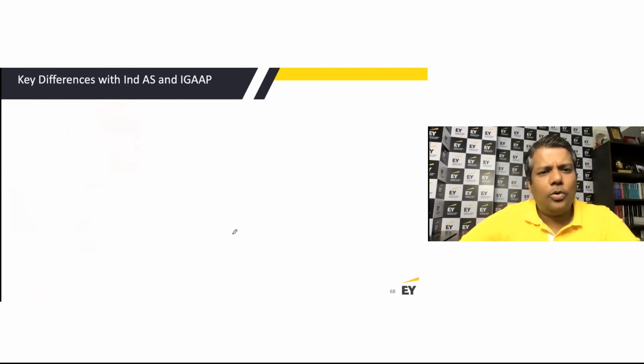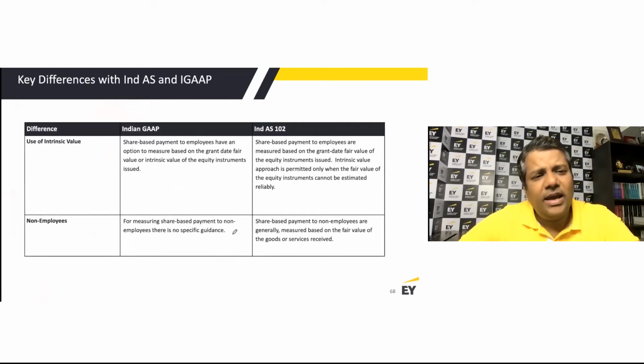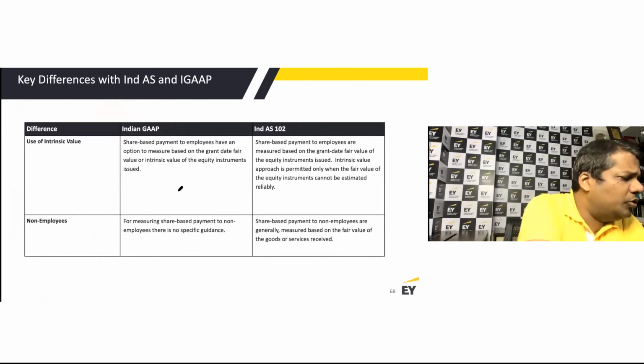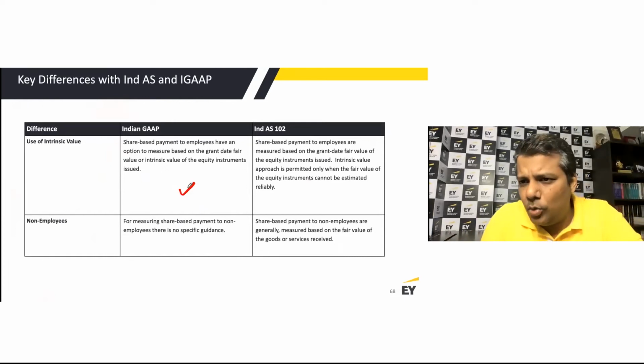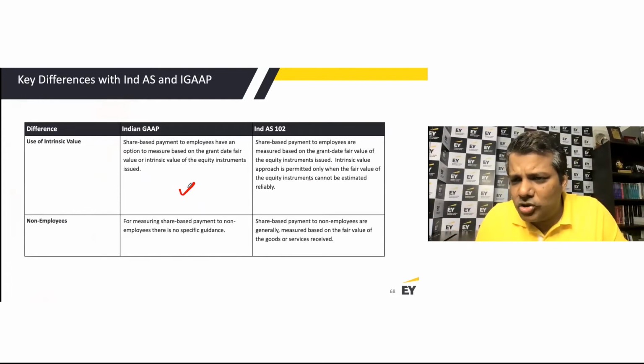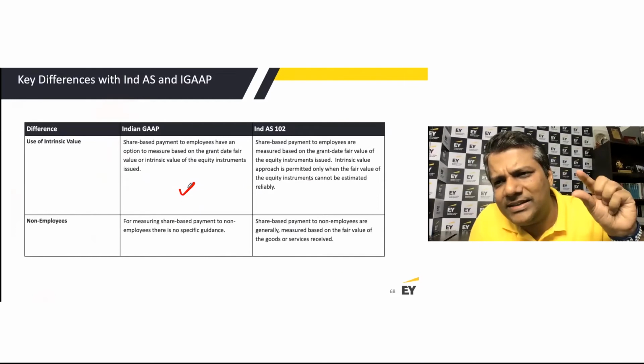Now, quickly, to help you understand the difference between Ind AS and Indian GAAP, there are a whole host of differences, okay? The first difference is that Indian GAAP allowed you to use the intrinsic value. What does that mean? If the market price of the stock and the exercise price of the stock on the date of grant is the same, okay?